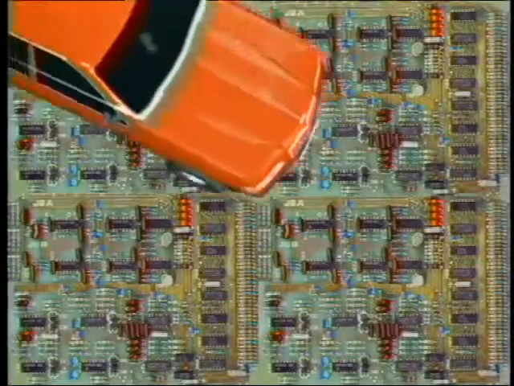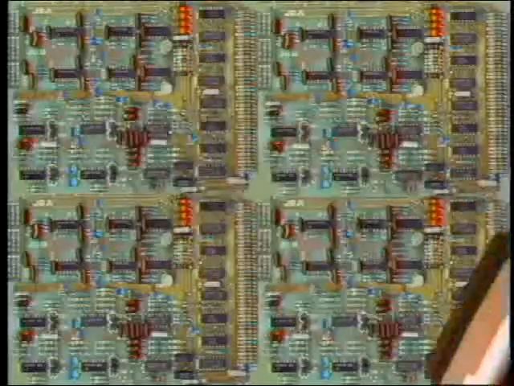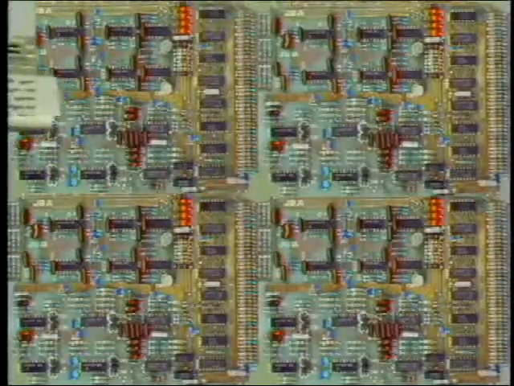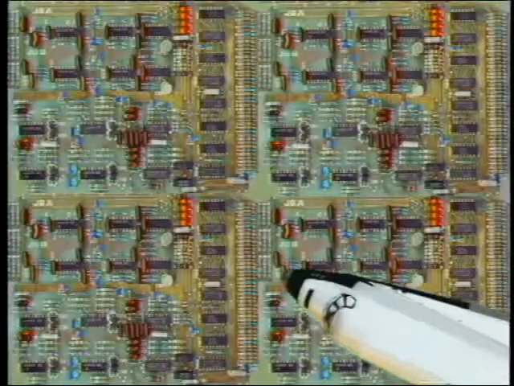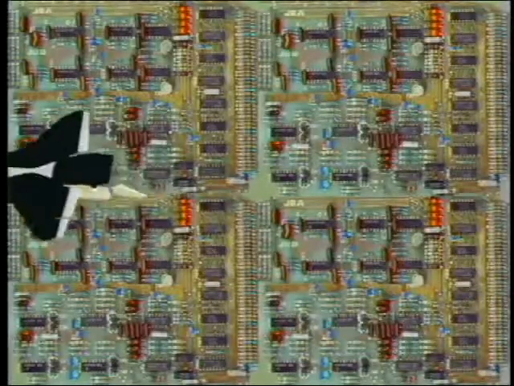These assemblies operate the electronic systems in cars, telephones, TVs, home computers, spaceships, and countless other products.